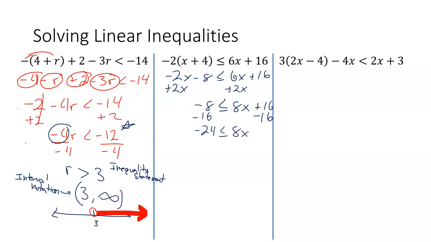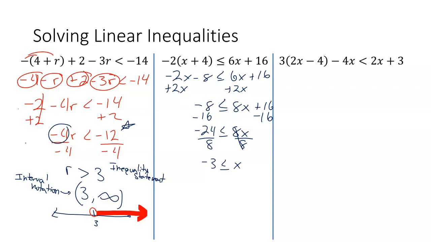And again, my coefficient's positive. My constant's not, but it doesn't matter. The coefficient's positive, so I don't need to do a sign switch. My inequality is not going to flip. So I'll divide by my coefficient. Negative 3 is less than x.